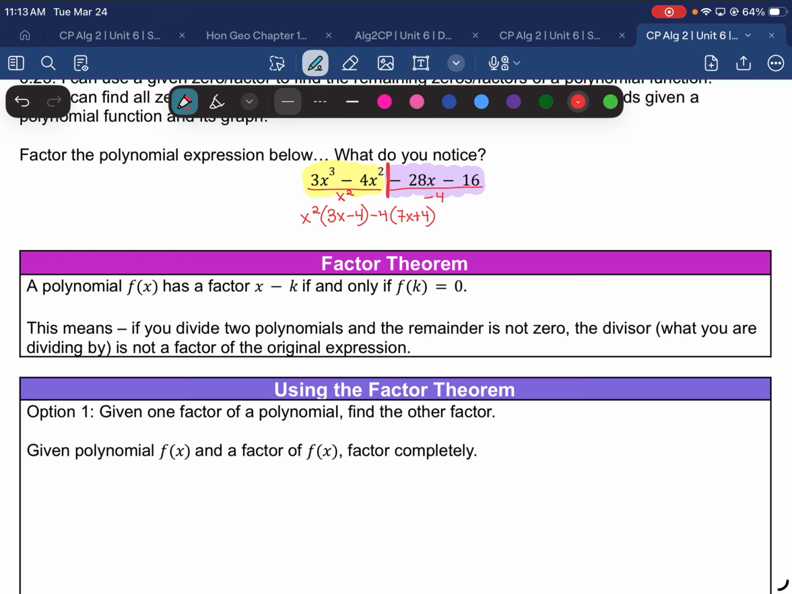We used factoring to try to help us find that. But when factoring doesn't work, we're going to use the factor theorem, which still helps us find the factors. It's just a different way of doing it. Are you with me? Okay, so there's going to be 3 options. And on your homework, there's 3 types of problems.